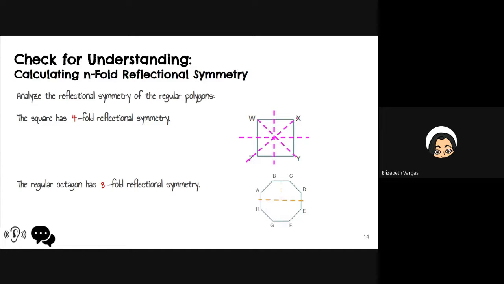Well, because octagons have 8 sides, or we could count it: 1, 2, 3, 4, 5, 6, 7, 8. And because it's a regular polygon, the number of sides is equal to the number of reflectional symmetries. So if it's 8 sides, that's 8-fold reflectional symmetry. 4 sides, 4-fold reflectional symmetry. Okay, any questions?